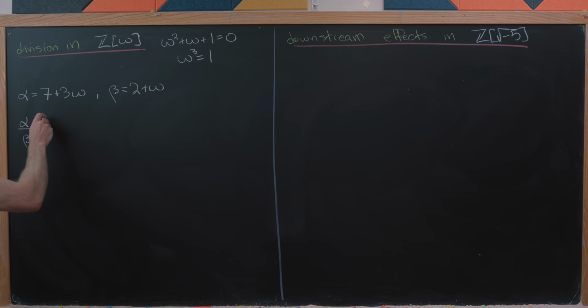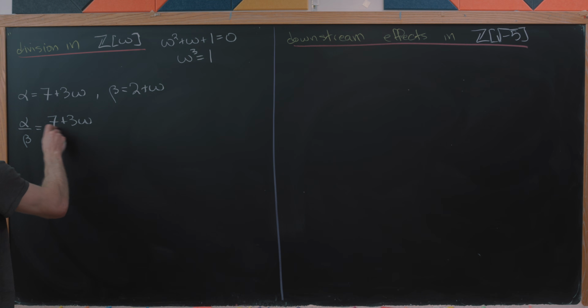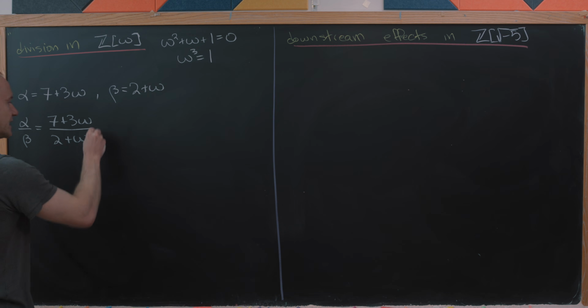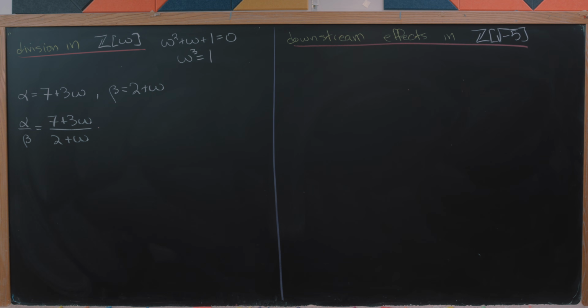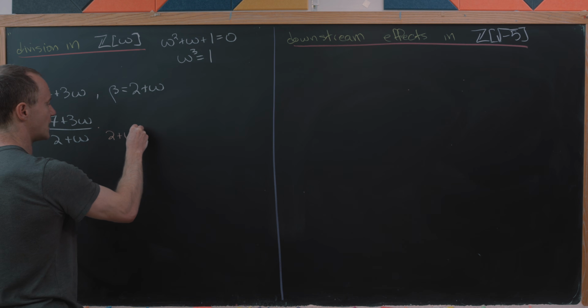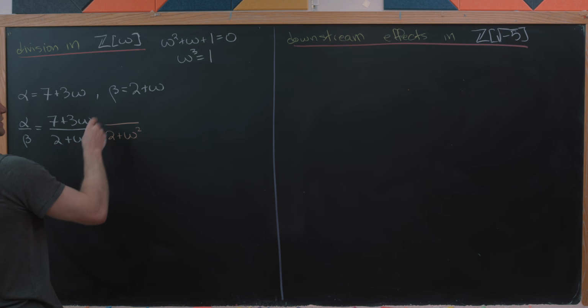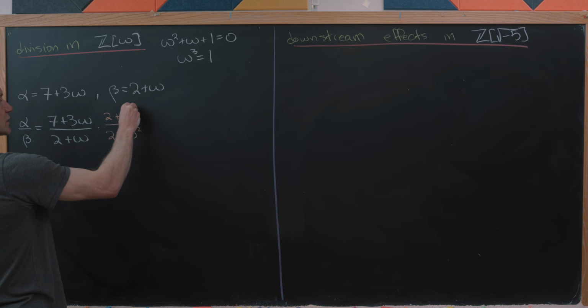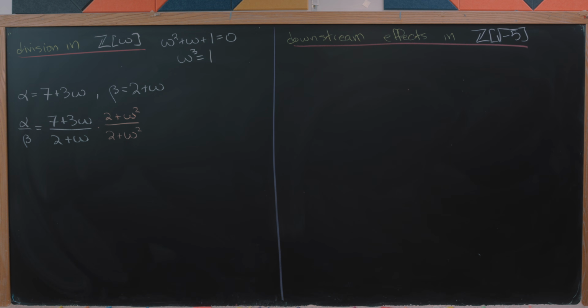So let's look at alpha over beta. That's going to be (7 plus 3 omega) over (2 plus omega). But now what we need to do is multiply the numerator and the denominator by the conjugate of the denominator. You can check that the conjugate is 2 plus omega squared. You could use omega bar, but it's pretty easy to check that for omega defining the Eisenstein integers, the conjugate is just equal to the square.